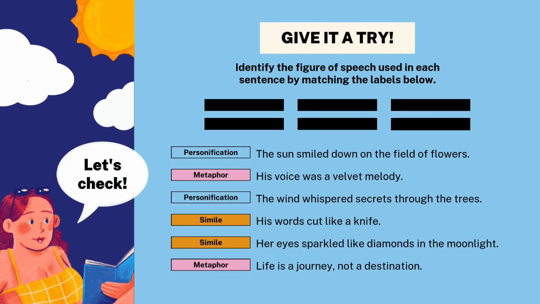Time's up, class. Here are your answers. So for the first one, we have personification. The second one, we have a metaphor. After that, we have personification. Then we have 2 similes in a row and then a metaphor. So, how do you really think you did? Did you mess up? Or did you actually know your stuff? Anywho, time for the next activity.